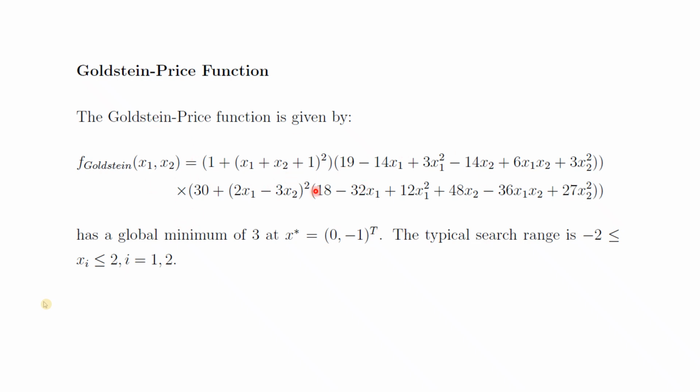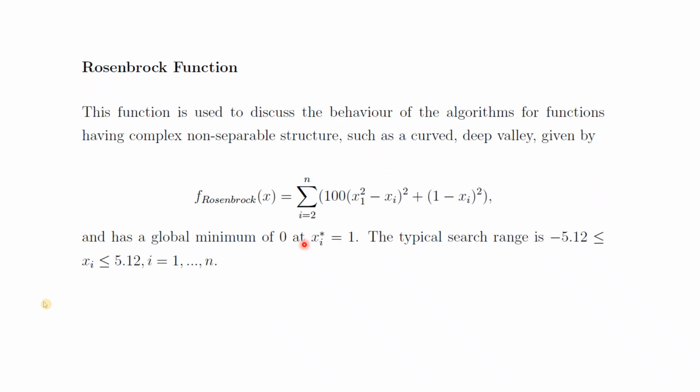So this is called the Goldstein-Price function. This is an objective function. It is a little bit complicated, a bigger one, but not complicated because it is a quadratic function. You can see.